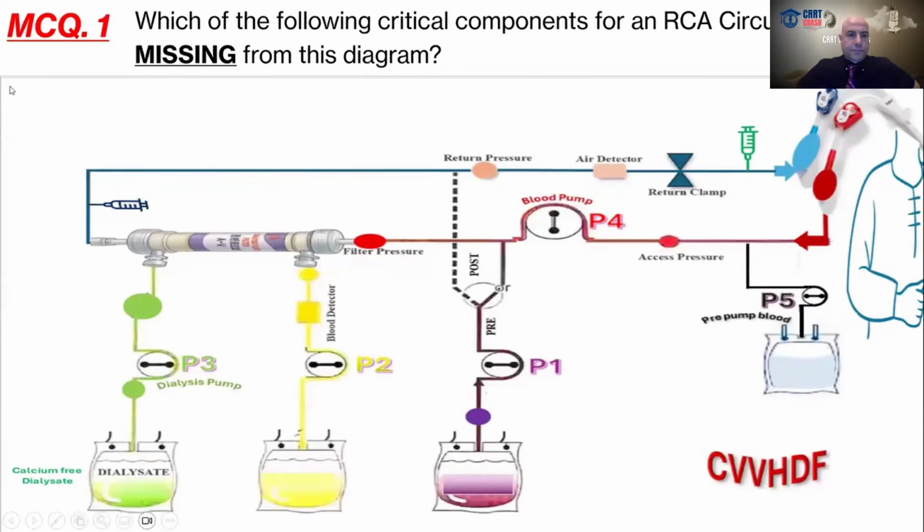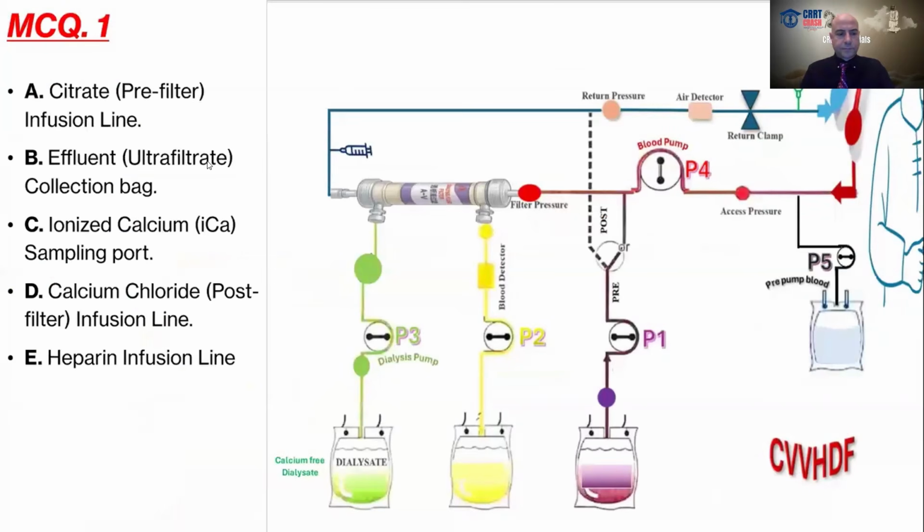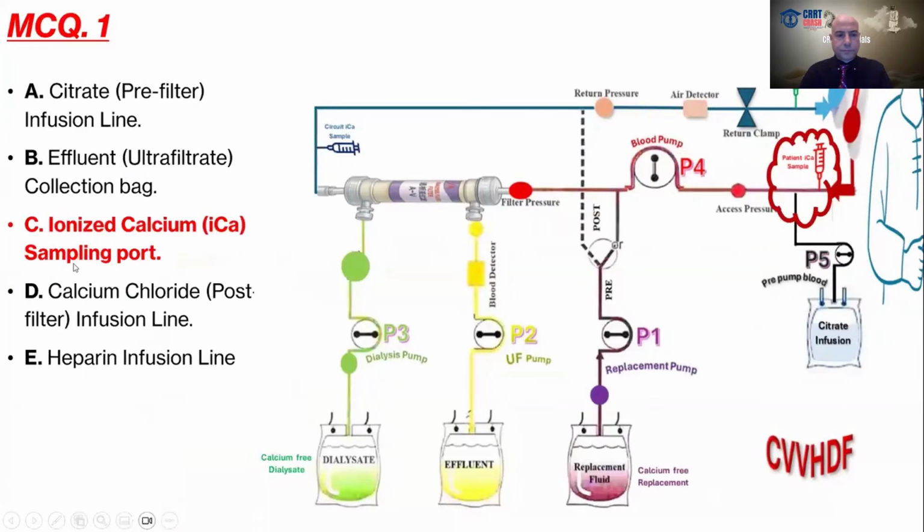This is our first MCQ. Which of the following critical components for the RCA circuit is missing from this diagram? A, citrate pre-filter infusion line. B, effluent ultrafiltration collecting bag. C, ionized calcium sampling port. D, calcium chloride infusion line. E, heparin infusion line. The answer is the ionized calcium sampling port.